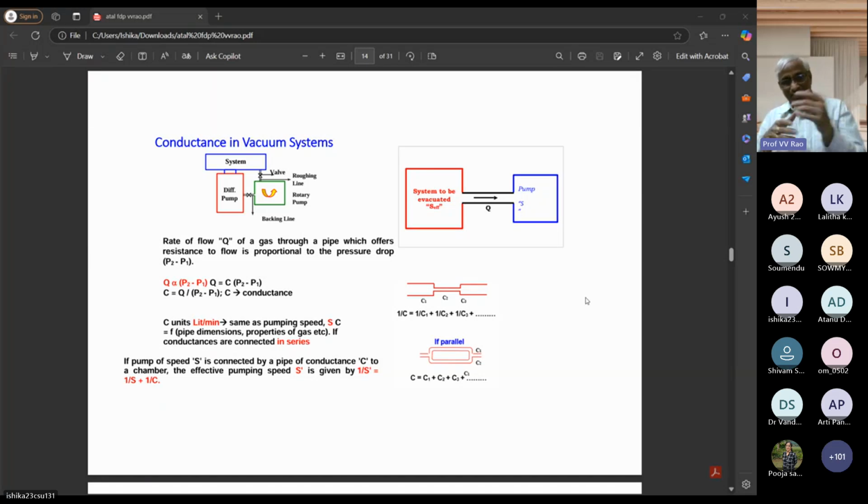Today, here in this slide, we have to get a feel for the flow rate of vacuum. What is after all happening when you are evacuating?